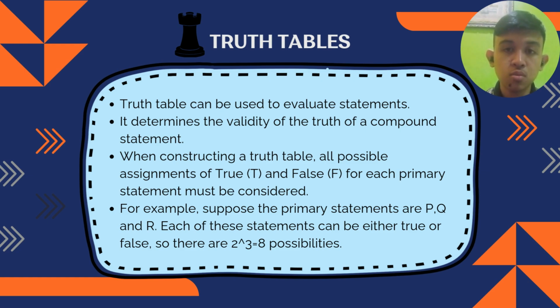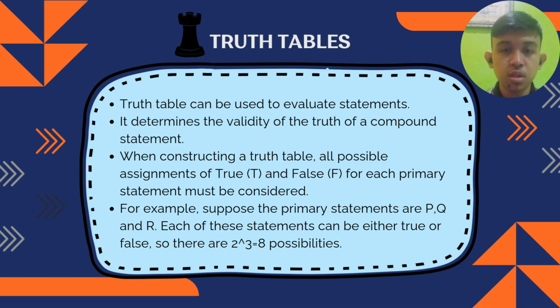How to construct a truth table? When constructing a truth table, we consider all possible assignments of true, represented as T, and false, represented as F, for each primary statement involved. This ensures we account for every logical scenario.